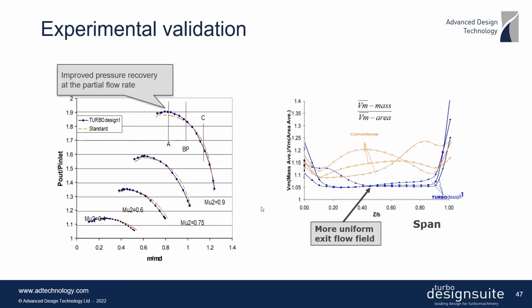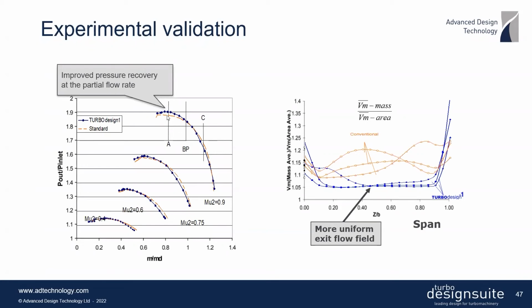This is the measurement that was done at the ETH facility. The measurements were done with the original impeller and the original diffuser, so that's the standard, the orange lines. And then with the original impeller and the new diffuser, which is the blue line here. At the design point, we are getting the same level of pressure recovery, even though we have much lower solidity in the vane diffuser that was designed by the inverse design.